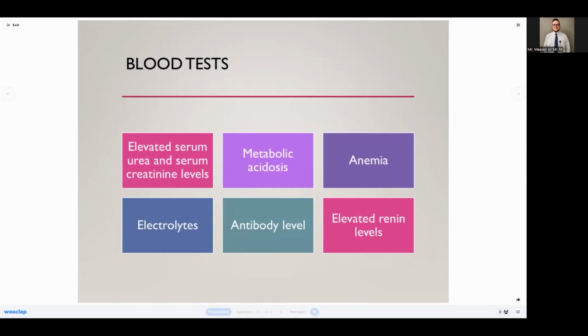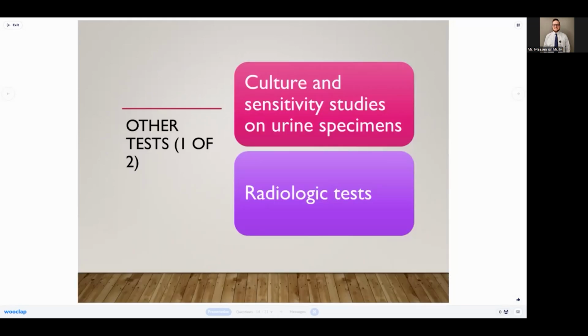Blood tests go to BUN, blood urea nitrogen, and creatinine blood levels. Those BUN and creatinine would be elevated when kidney function is not as optimal. With acidosis, we're going to see the pH change. Anemia, electrolyte imbalances, and elevated renin levels could indicate other kidney conditions.